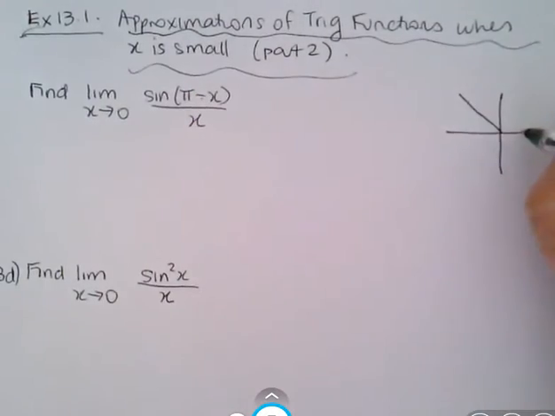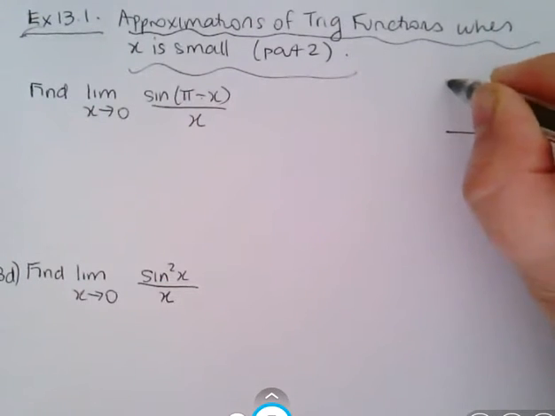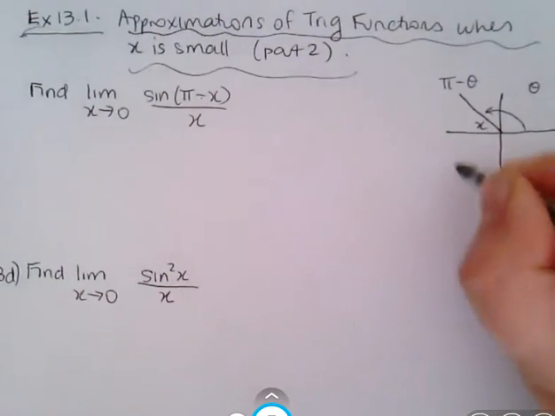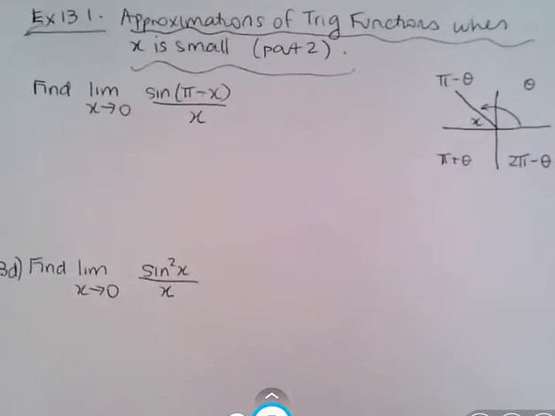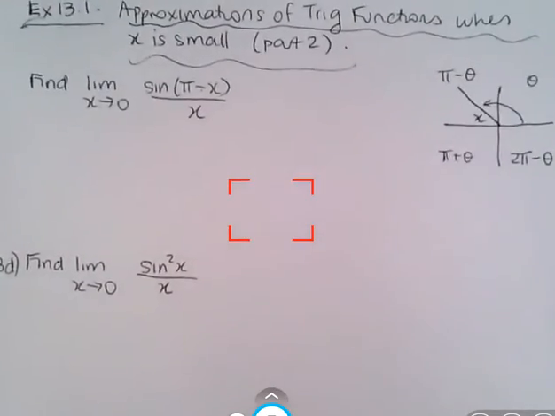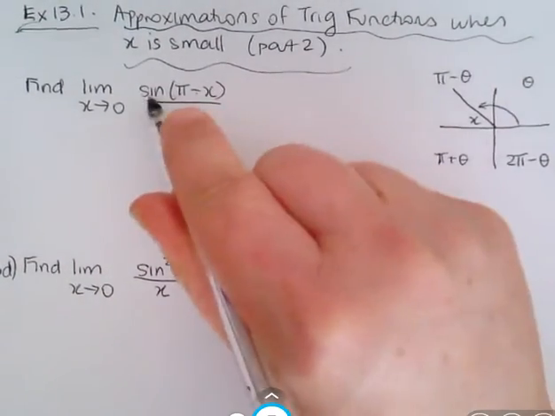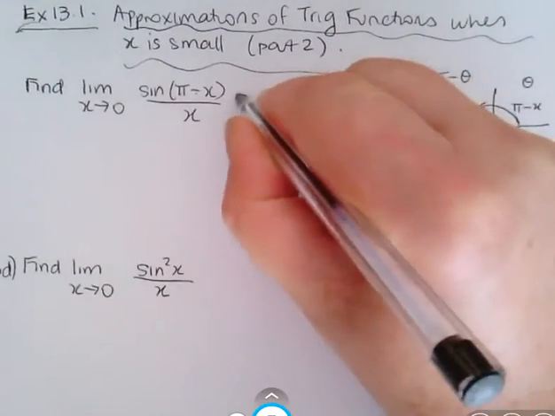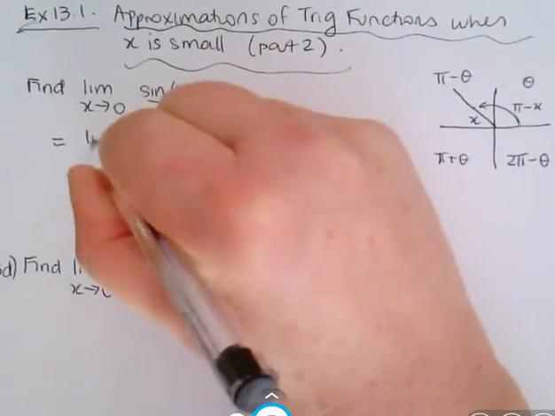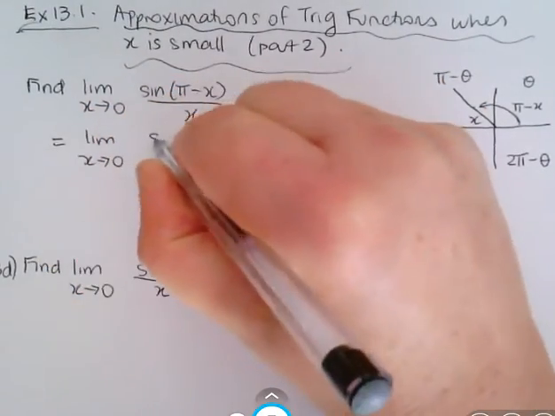So this would be in the second quadrant where the acute angle is x, because remember, you've got theta, 180 minus theta or pi minus theta. Quadrant 3 is pi plus theta or 180 plus theta, and quadrant 4 is 2 pi minus theta or 360 minus theta. So how else can we write sine of pi minus x? This angle here is pi minus x, so it's in quadrant 2, so it is the same thing as saying the limit as x approaches 0 of sine x.